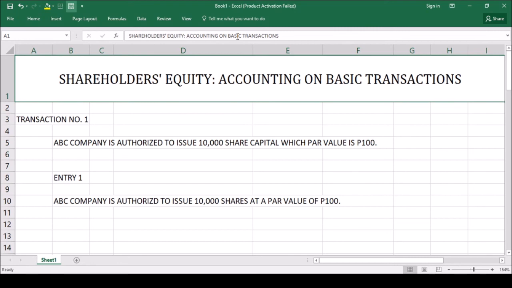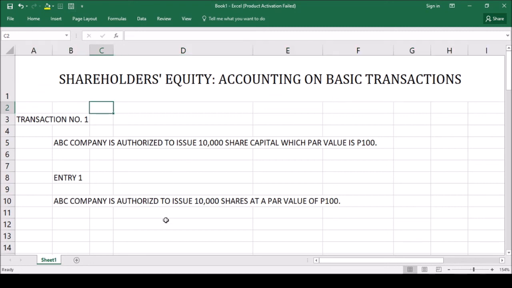Kung tatanungin nyo ako why I did not provide a video presentation on journal entry method, kasi I just based my discussion kung ano yung madalas na ginagamit on the corporate world. And madalas mong ginagamit on the corporate world is the memorandum entry method. And for the purpose of your higher accounting, the memorandum entry method is being used. Kaya mag-focus po tayo doon. So, hopefully, naintindihan po natin lahat yung pinagsasabi ko dito on the accounting on basic transactions on shareholders equity.